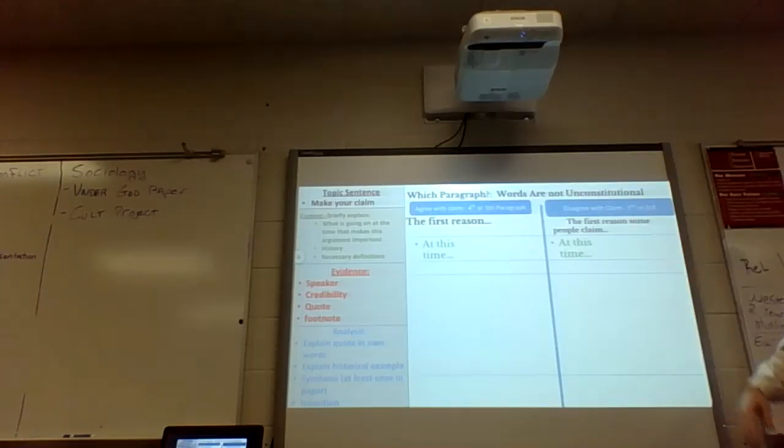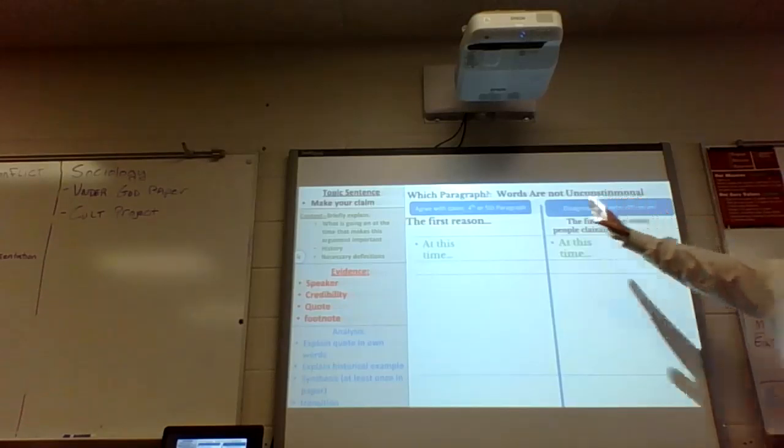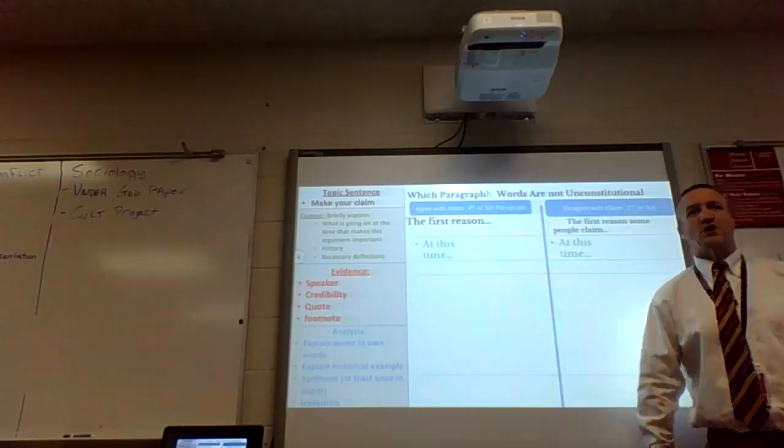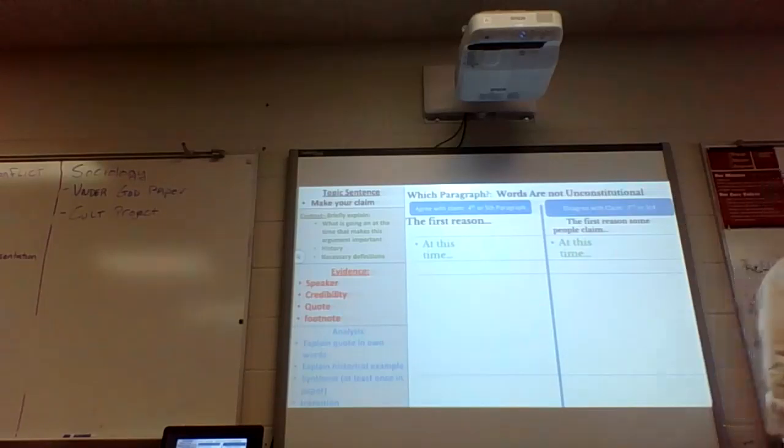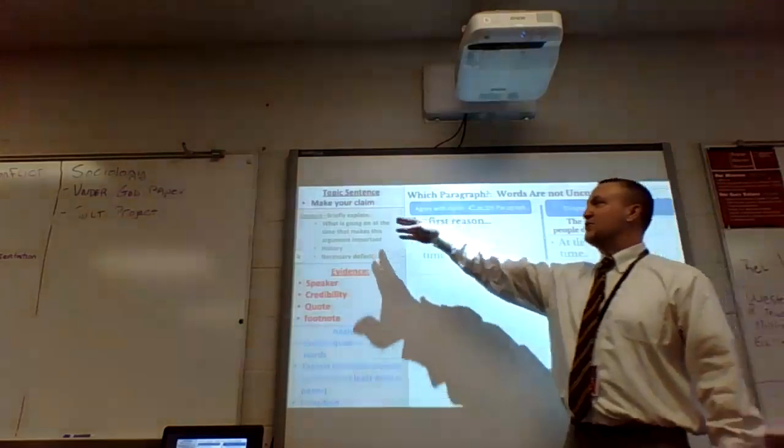You would say the first reason some people claim the word should be left alone is their belief that the words do not violate the Constitution. But if you think the word should be left alone, then you agree. You would say the first reason the word should be left alone is that the words do not violate the Constitution. You're stating it as true if you agree with it. If you disagree with it, you're saying, well, here's what they think. Okay? So the next thing we're going to do is a sentence, maybe two, on context.